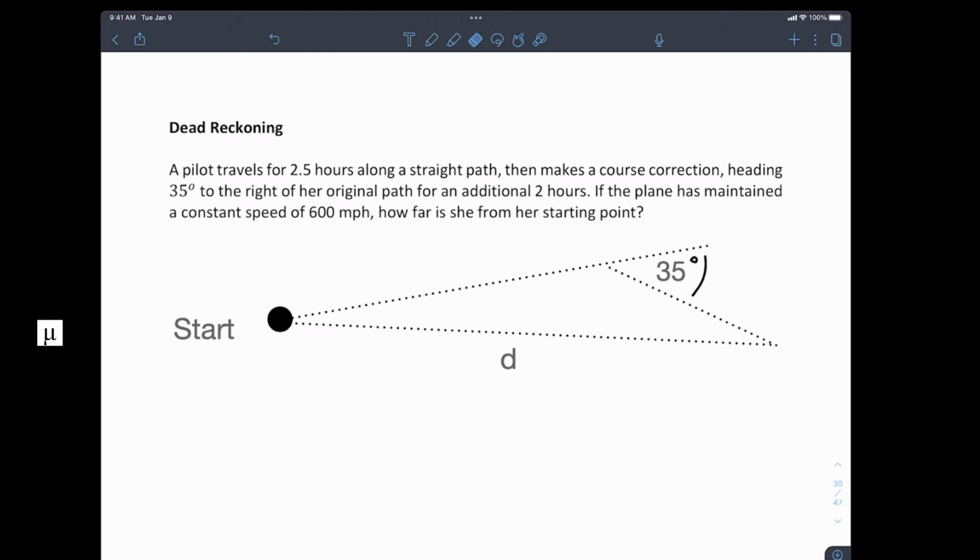So a pilot travels for 2.5 hours along a straight path, okay? So let's read this phrase here, dead reckoning, whatever that even means. So a pilot is doing what? It's traveling for 2.5 hours along a path. Here's the path they're talking about, okay? And I guess I'm going to put an arrow here, all right?